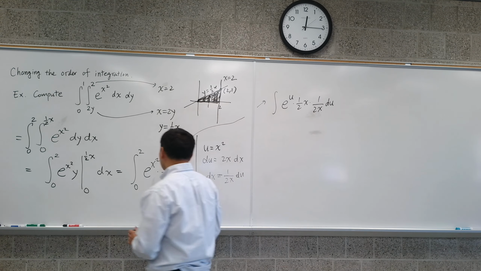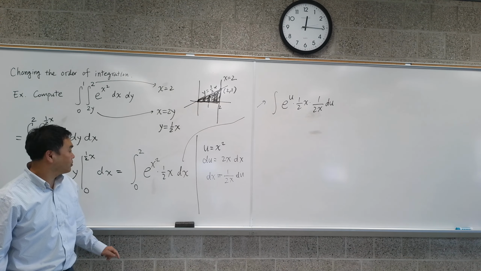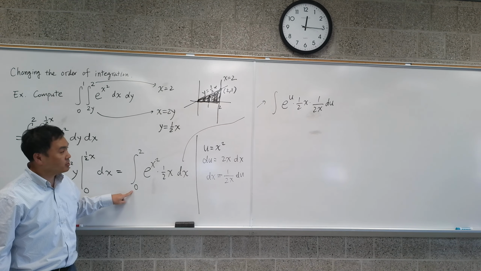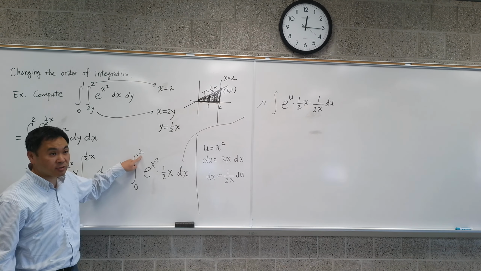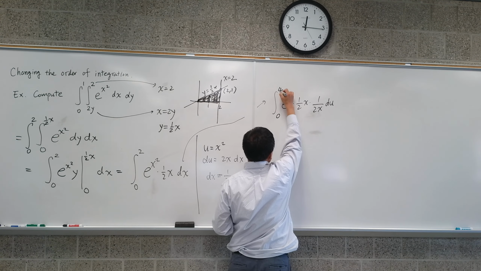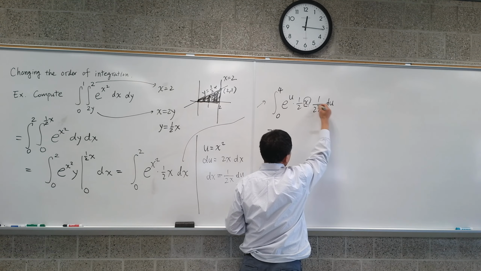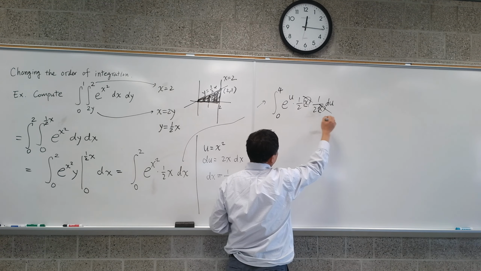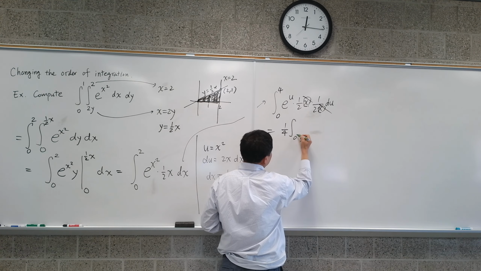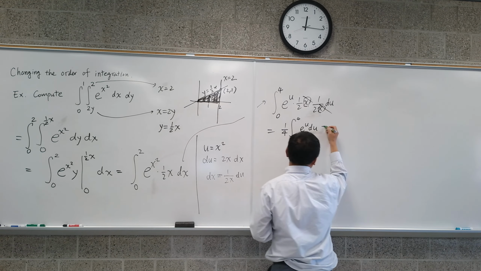Oh, and then there's another thing that you have to do. When x is 0, what's the value of u? When x is 0, u is 0. When x is 2, u is 4. So the values here should be 0 to 4, because these should be the values of u, okay? And these x's can cancel out. 1/2 times 1/2 is 1/4. Let's leave that outside. Integral of e to the u du from 0 to 4.